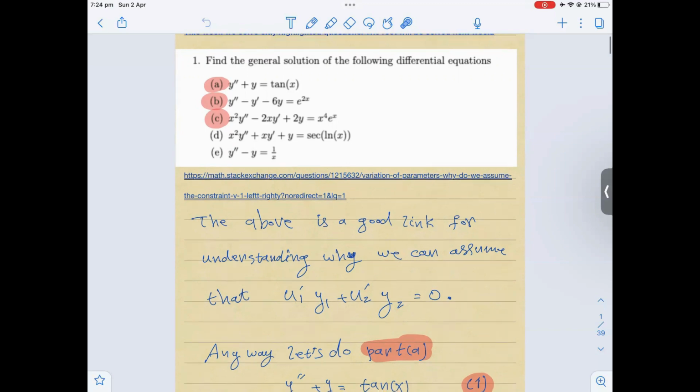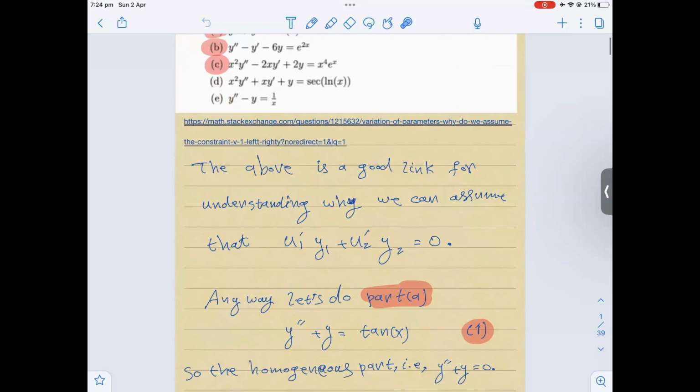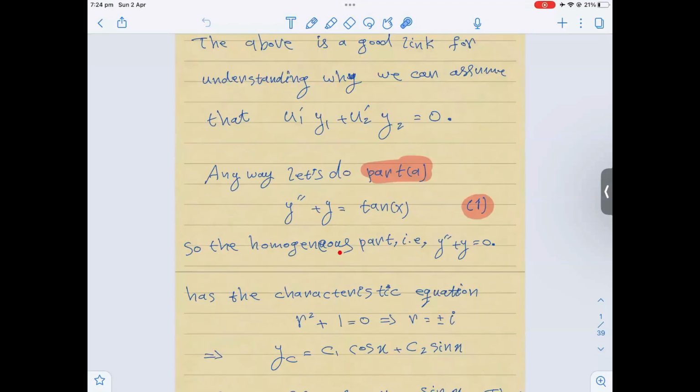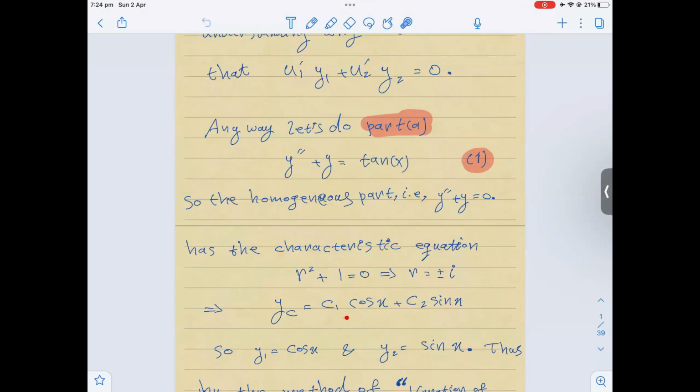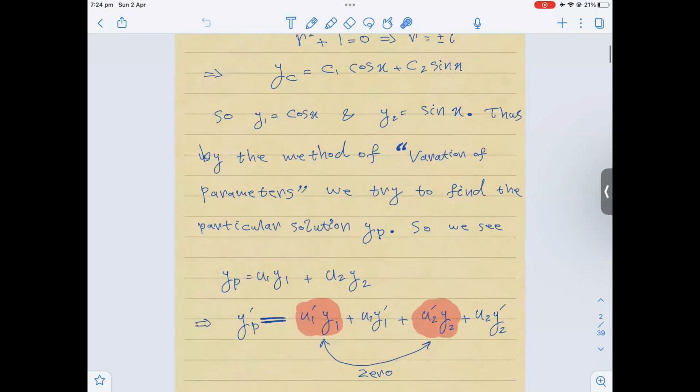Now, let's talk about part A, y double dash plus y equals tan of x. Obviously, for the homogeneous part, the characteristic equation can be obtained as r squared plus 1 equals 0. Therefore, the complementary solution will be c1 cos of x plus c2 sine of x. So I choose y1 to be equal to cos x and y2 to be equal to sin x. Now, with the method of variation of parameters, we try to find the particular solution, yp.